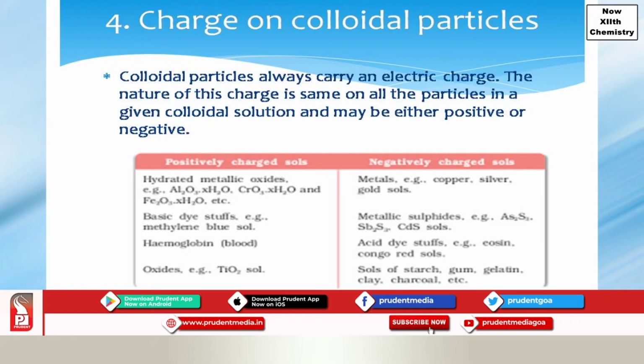What are positively charged sols? Hydrated metallic oxides are the examples. Then basic dyes like methylene blue, hemoglobin is an example of positively charged sol. Oxides of titanium are also examples of positively charged sol. In case of negatively charged sols, metal sols are all negatively charged, metal sulfides are also negatively charged, acid dye stuff like Congo red, then sols of starch, gum, gelatin form the negatively charged sol.